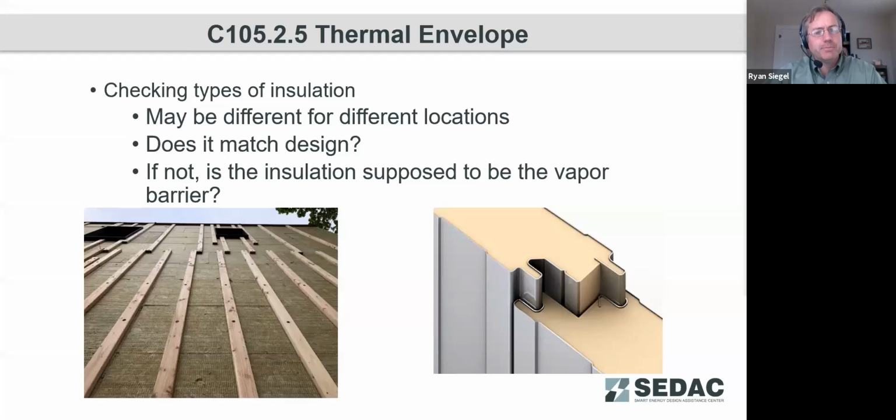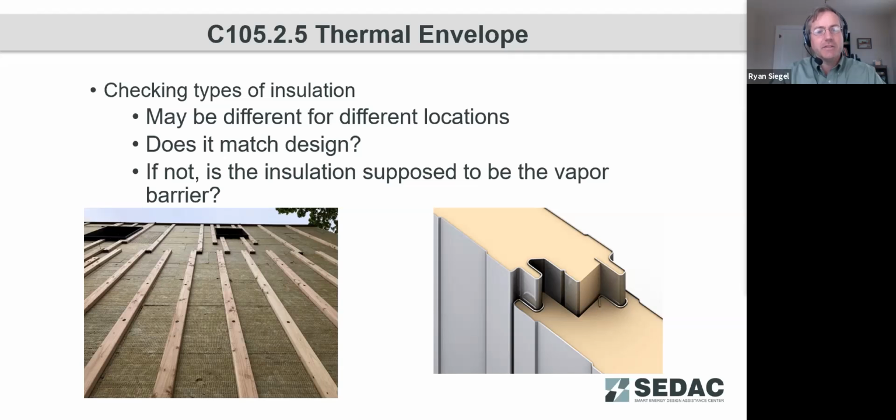So if it is different from the design, this could be a major issue if the insulation was designed to be the vapor barrier. The vapor barrier is not addressed as part of the energy code. That is found in your building codes. But if your exterior or interior insulation was designed to be the vapor barrier, and they used a different type of insulation, and that's no longer the vapor barrier, you may have a missing vapor barrier completely.